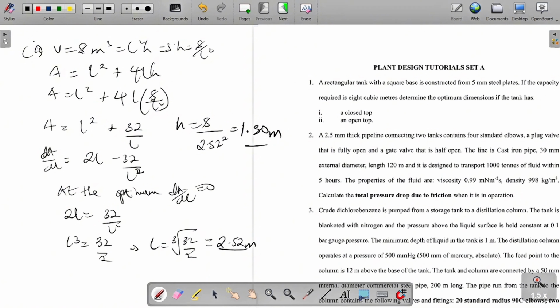So we have the length and the height. For an open top, these are the optimum dimensions you can use. This is a rectangular tank with a square base. If you have a cylinder, you just have to know your constraints and your objective function. From the constraints, you eliminate variables so that you have the objective function in just one variable, so that the differentiation can be easy. Then at the optimum, when the derivative is equal to 0, you can solve for one variable. Then you use your constraints to calculate whatever else you want. So this is the optimization side, which is very easy to go about. Thank you.